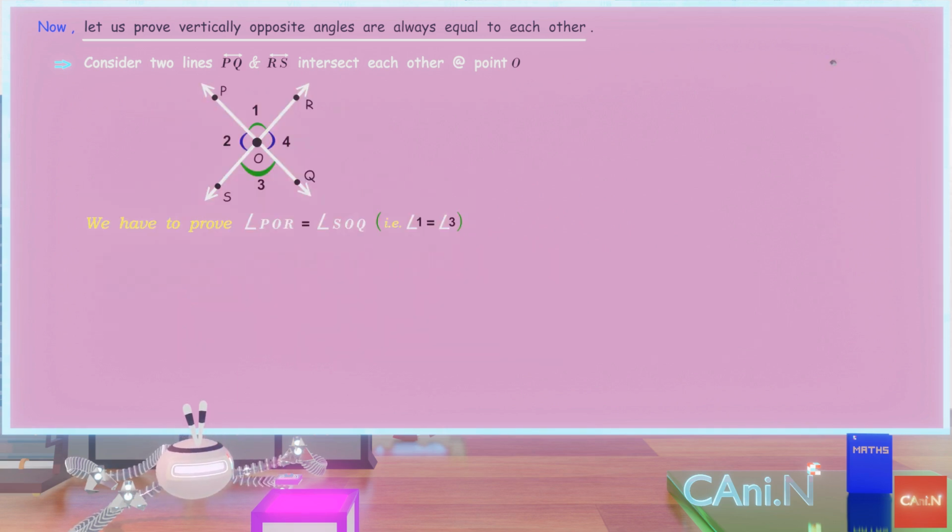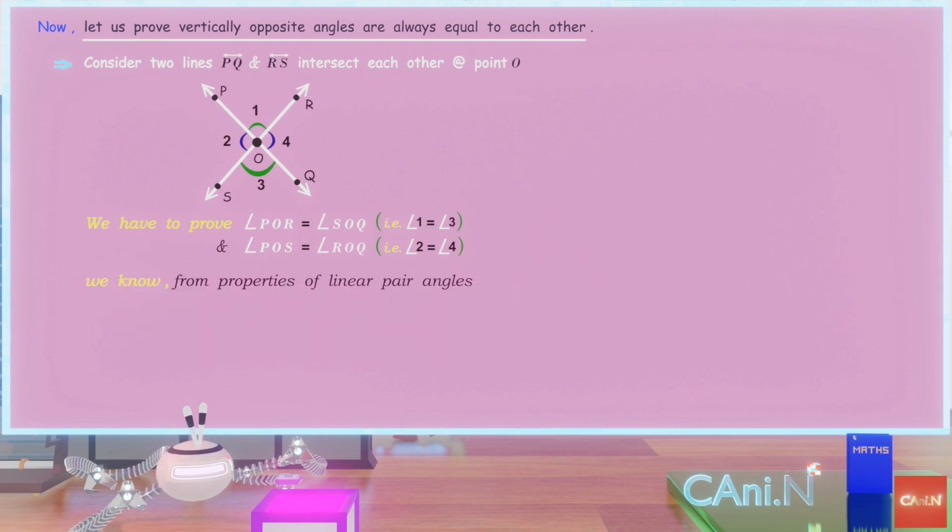Now, let us prove vertically opposite angles are always equal to each other. Consider two lines, PQ and RS, that intersect each other at point O. We have to prove angle POR equals angle SOQ, that is, angle 1 equals angle 3. And angle POS equals angle ROQ, that is, angle 2 equals angle 4.